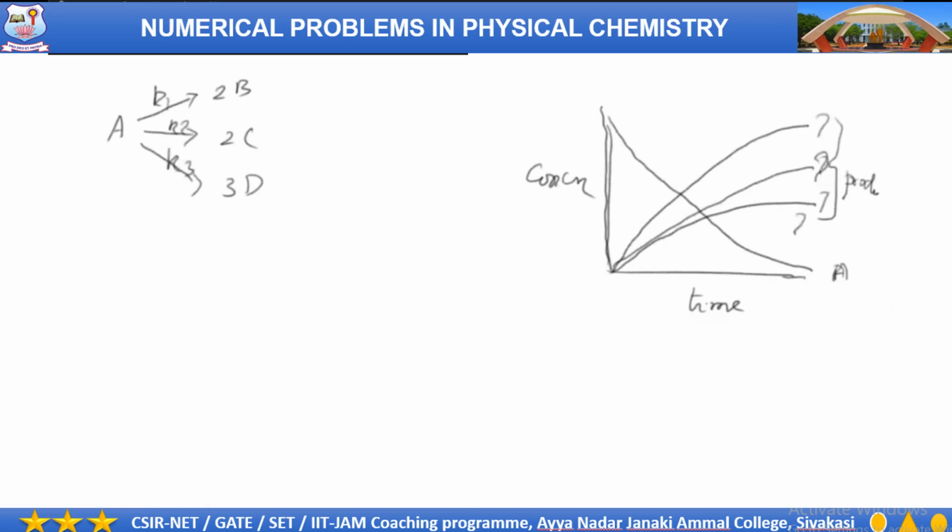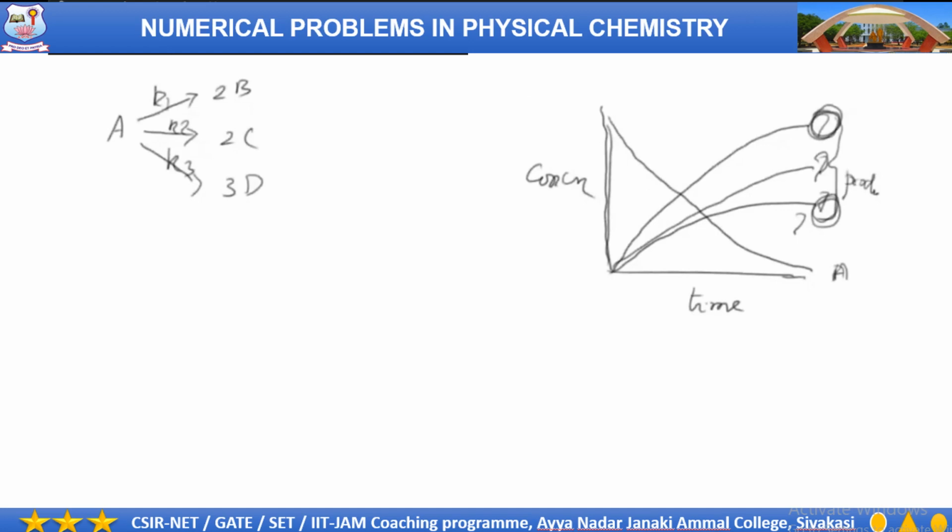Now, this is the more concentration one. This is intermediate concentration. This is the less concentration. Therefore, this is the major product. This is the minor product. This is the intermediate. And tell me the answer.